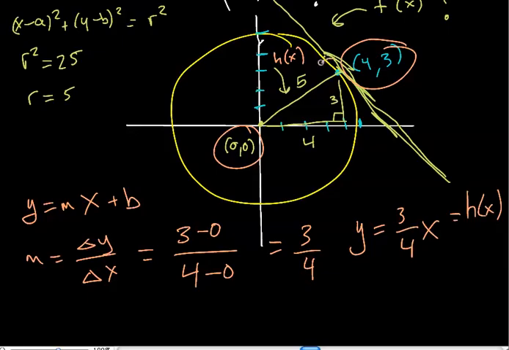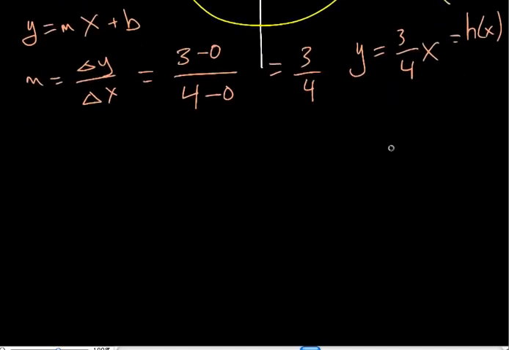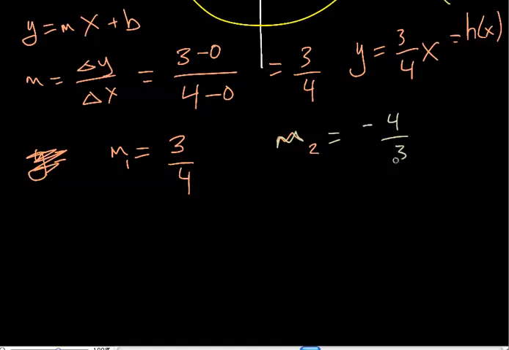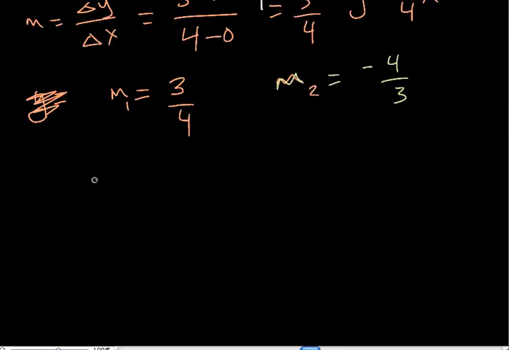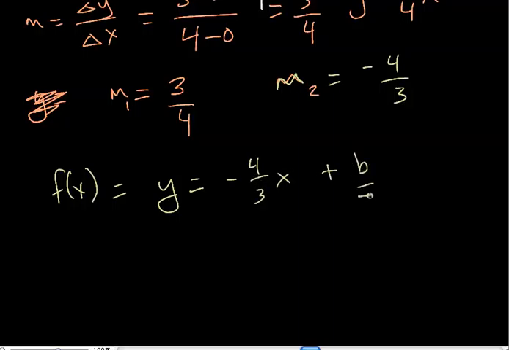Now, what we want is the tangent to that line. Well, a tangent is what's perpendicular to that line. And if the line has a slope of 3/4, which I'll write as m1, then a line perpendicular to that, m2, will have a slope of -4/3. So far so good. So the line that we want, f of x, is going to be y equals -4/3 x plus the intercept. And we have to find the intercept.